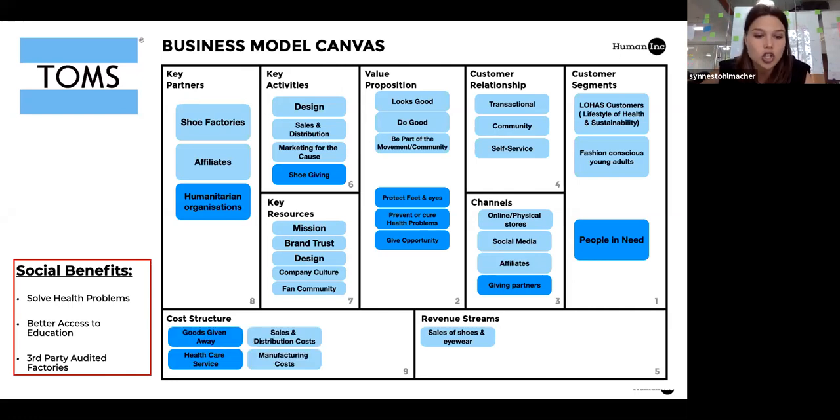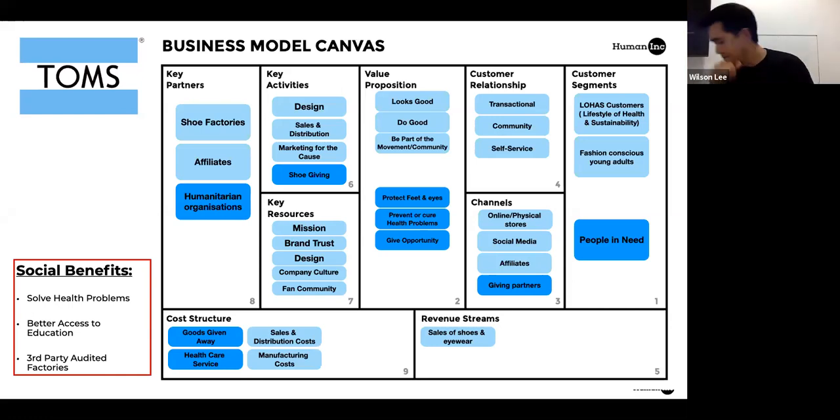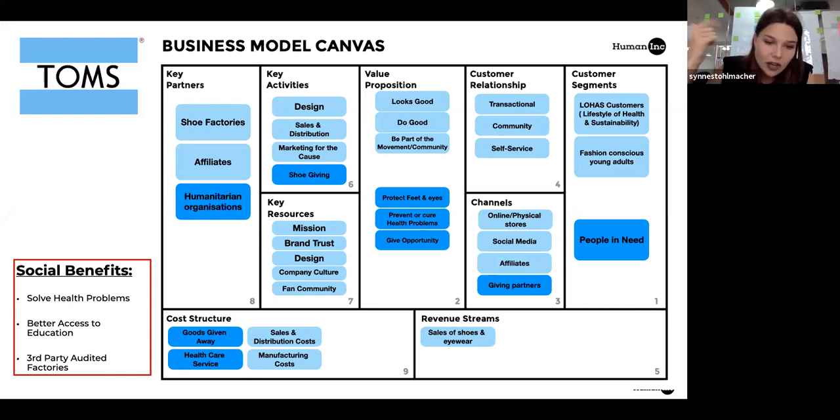And the cost structure is that they have goods that they give away for free, right? They're also providing some healthcare services in the places where they operate, in these rural areas. They have sales and distribution costs naturally, and they also have manufacturing costs to produce these different things. Then they also have normal costs like wages and so on.